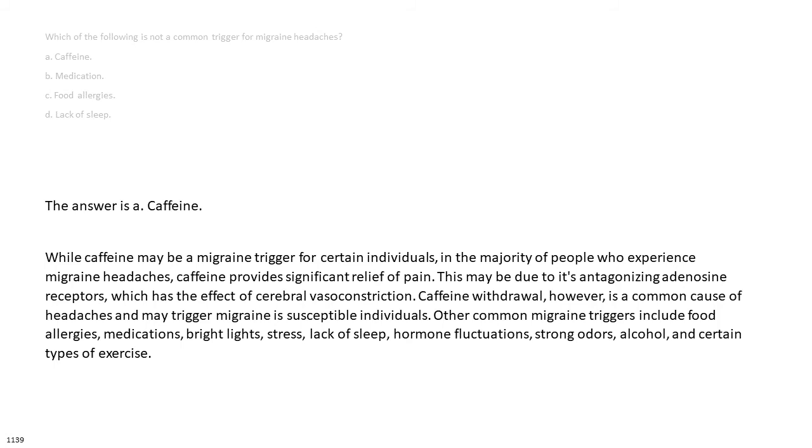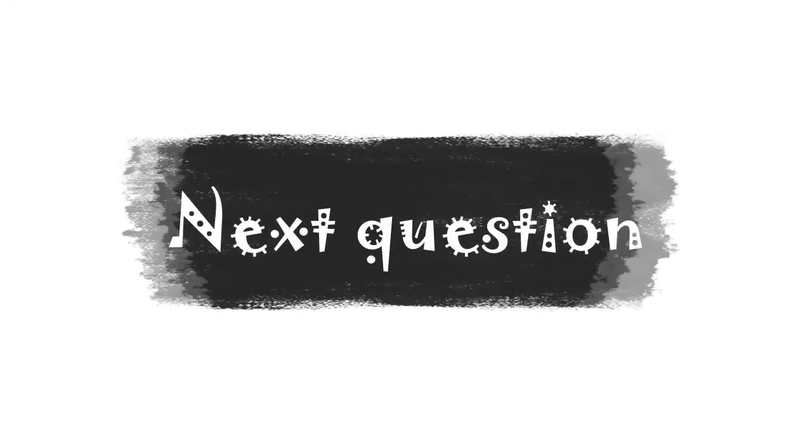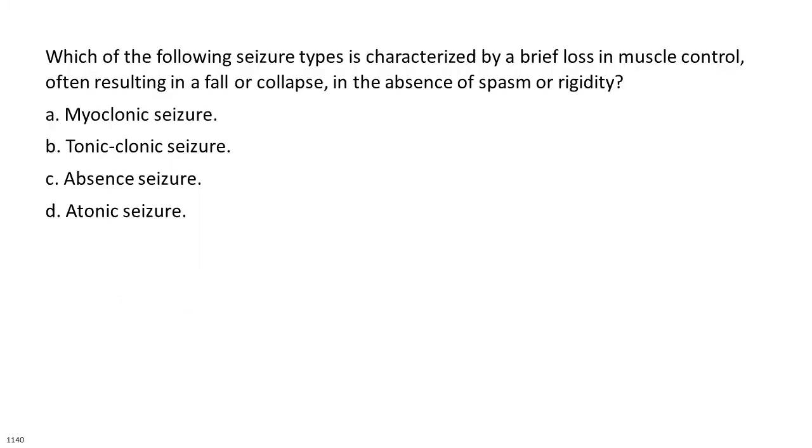Other common migraine triggers include food allergies, medications, bright lights, stress, lack of sleep, hormone fluctuations, strong odors, alcohol, and certain types of exercise. Which of the following seizure types is characterized by a brief loss in muscle control, often resulting in a fall or collapse, in the absence of spasm or rigidity? A. Myoclonic seizure. B. Tonic-clonic seizure. C. Absence seizure. D. Atonic seizure.